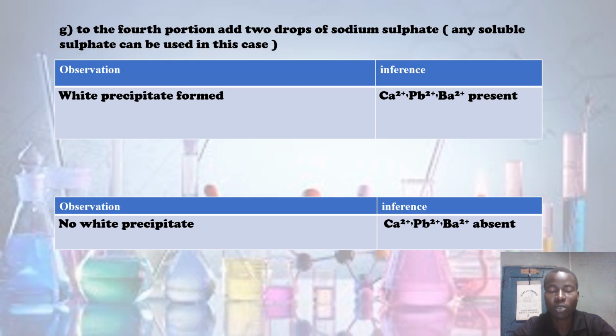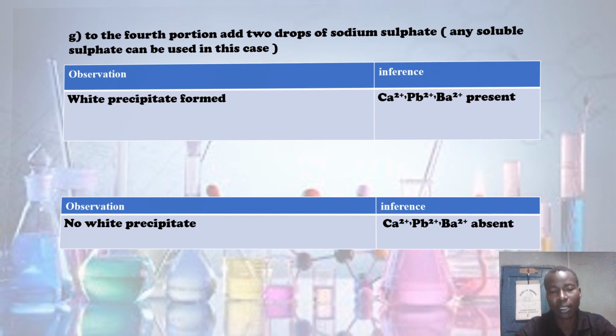But if you do not see a white precipitate, remember, as you are adding in that soluble sulfate, you are expecting a precipitate. If you now don't see it, it will mean that the calcium ions, the lead ions, and the barium ions, which you are expecting to be there, are now absent.